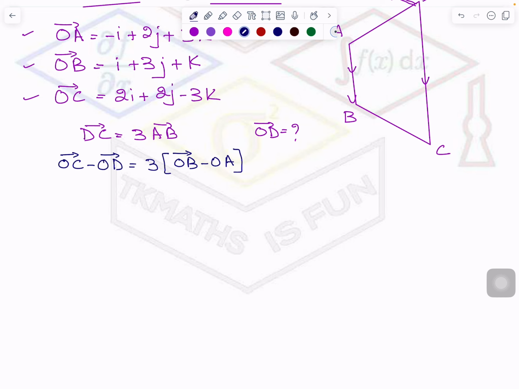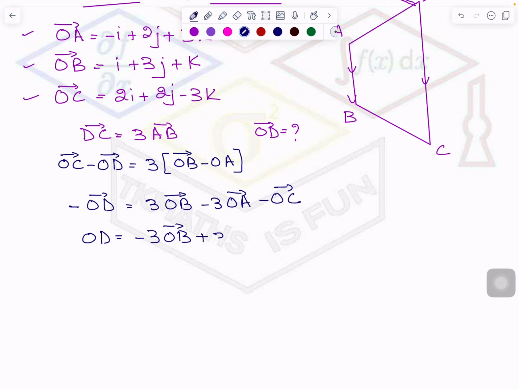Now I will make OD the subject. So let me keep it here. And I'm opening it: 3 times OB vector minus 3 times OA vector, and this OC will come here, it will become minus OC. Because you have to find out OD, I will multiply by negative throughout. And after that, I will start the substitution. OD equals minus 3 OB vector plus 3 OA vector plus OC.